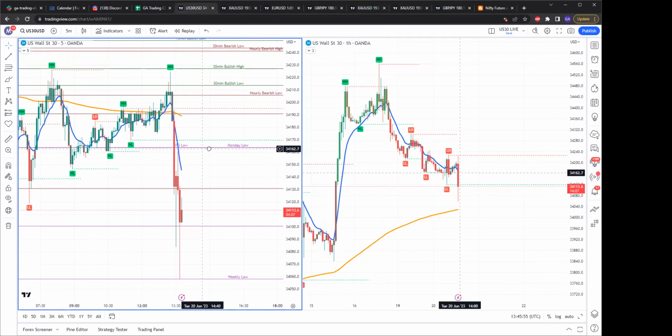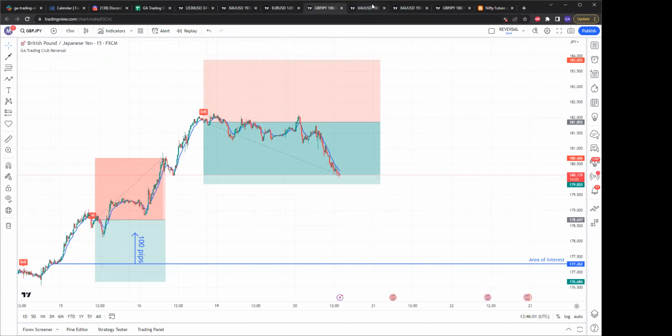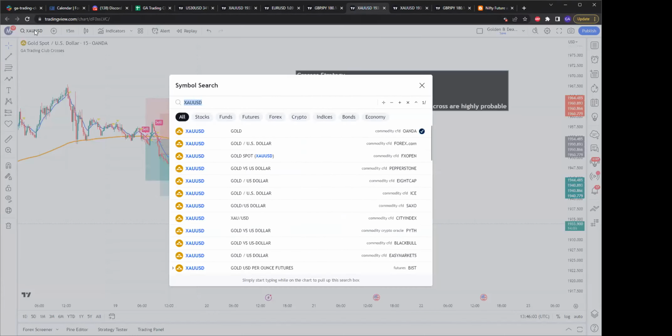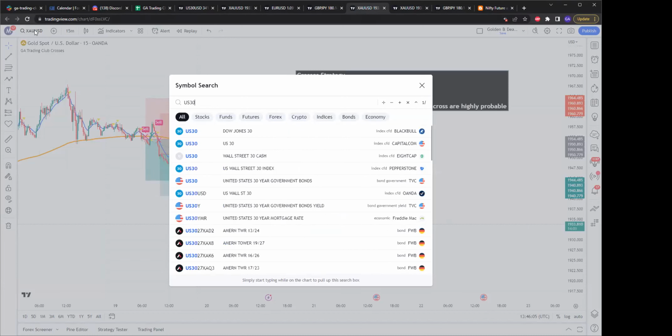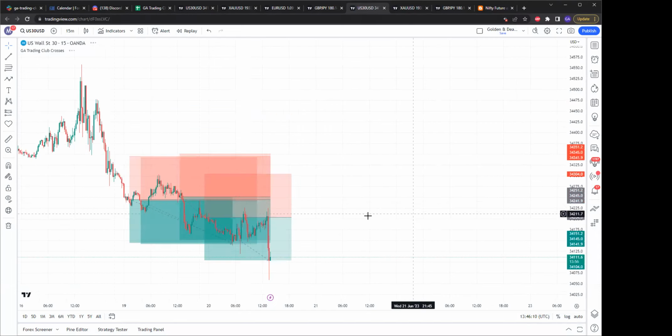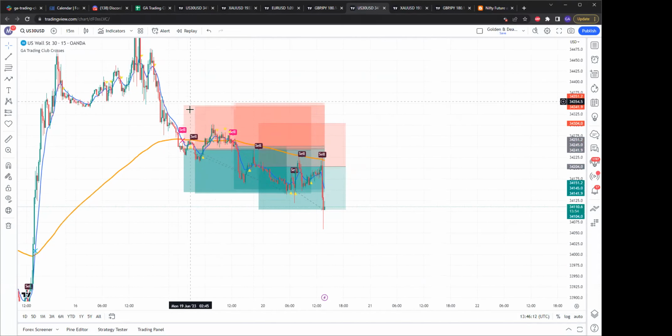US30, I'm pretty sure US30 is dropping. So I'm still expecting US30 to drop as well, because I was seeing sells on US30 using the crosses indicator as well. There you go. So same thing, right?